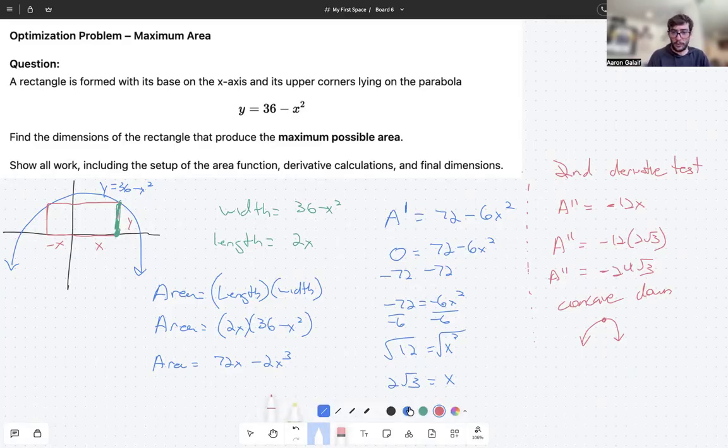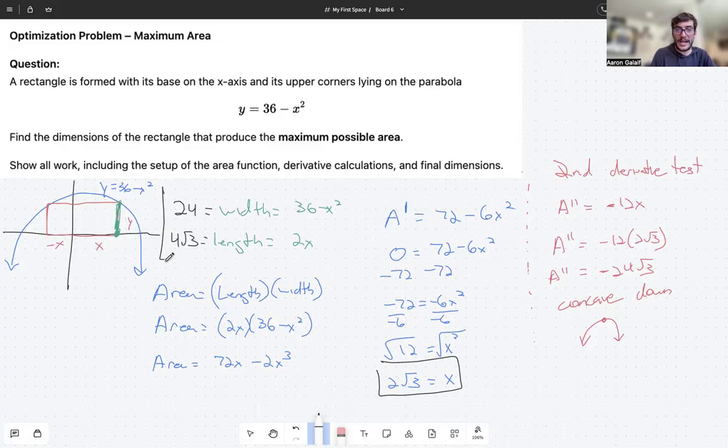Now, moving forward, we're going to use what we found for x. We're going to plug that into the width and the length. So when we plug that into the length, 2 root 3 times 2 becomes 4 root 3. When we plug that into the width, 2 root 3 squared is equal to 12. 36 minus 12 is 24. So we have 4 root 3 and 24 as our dimensions for the length and the width.